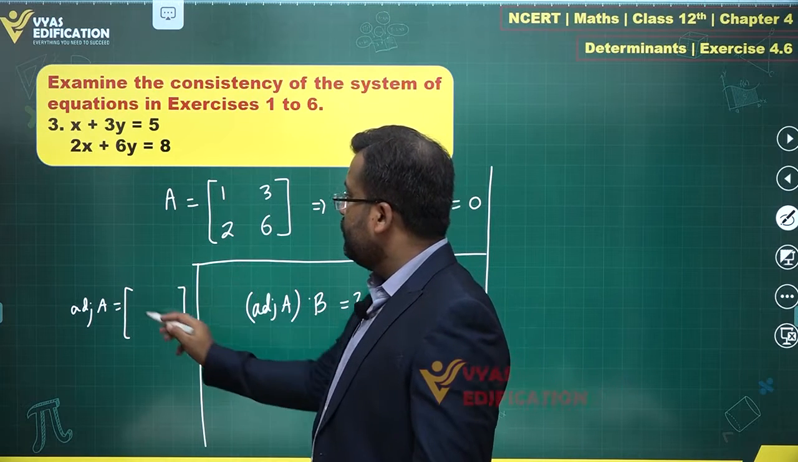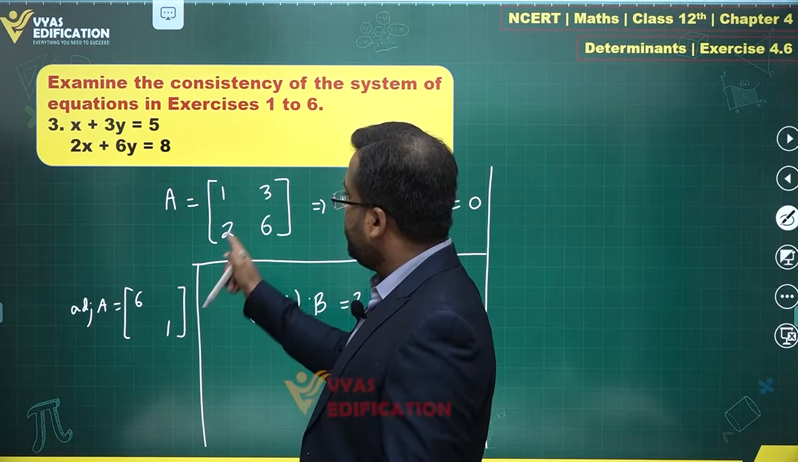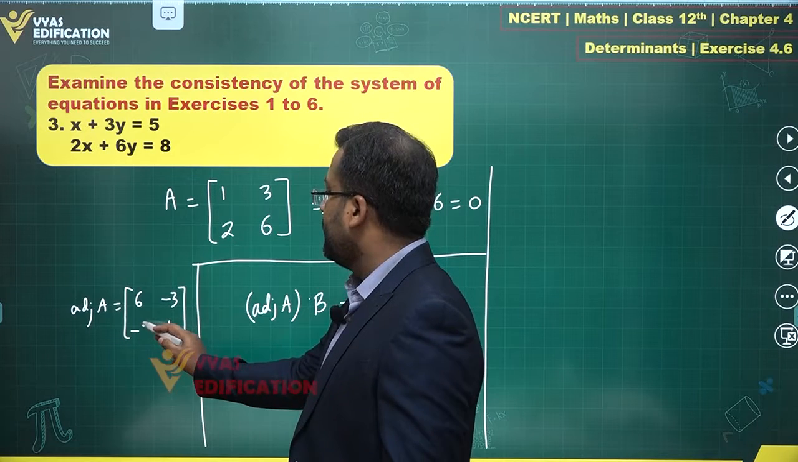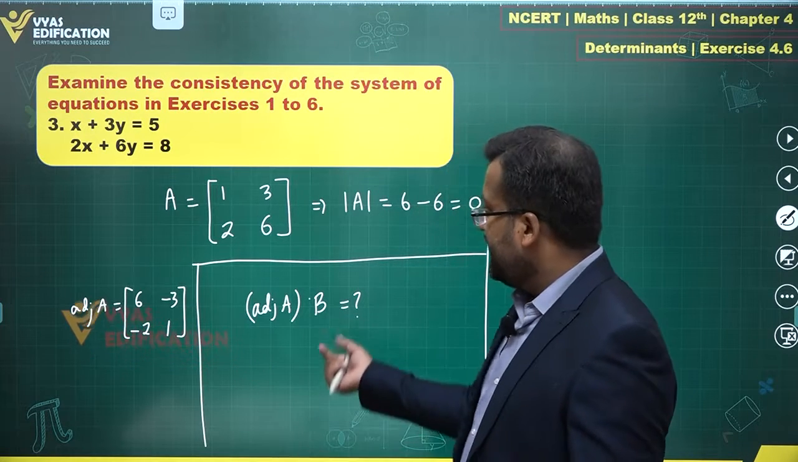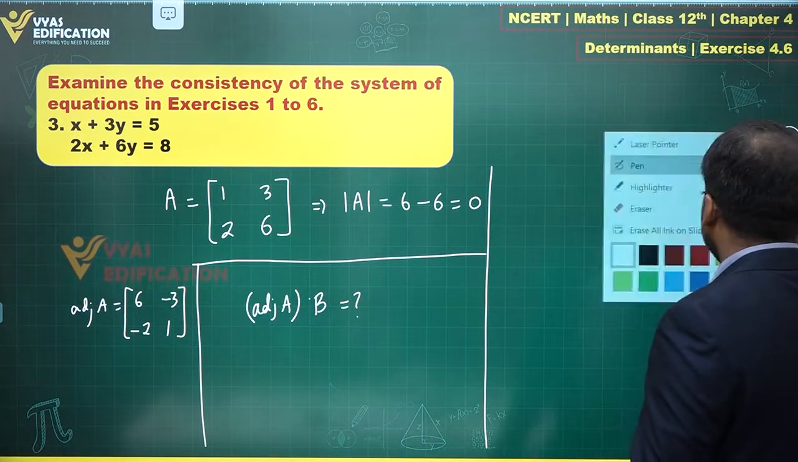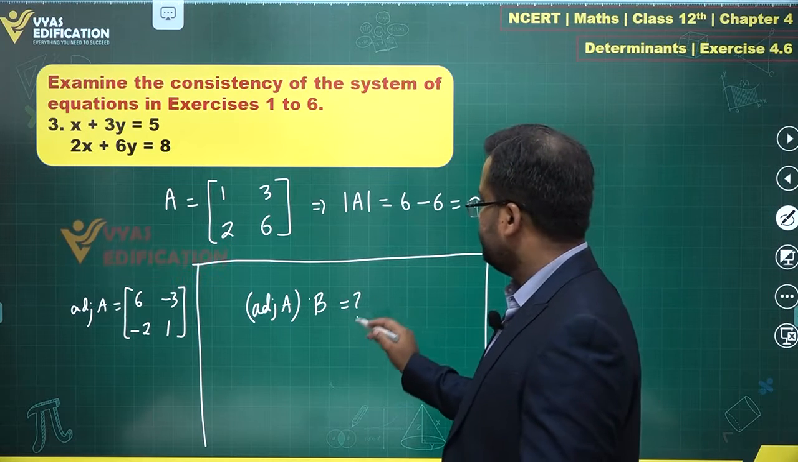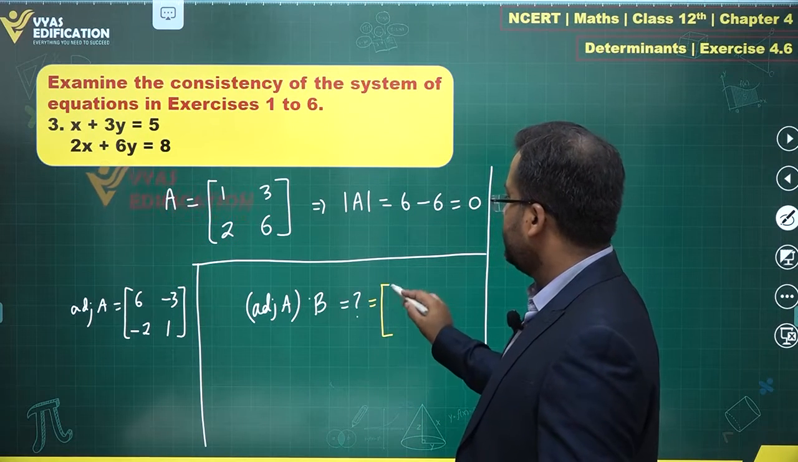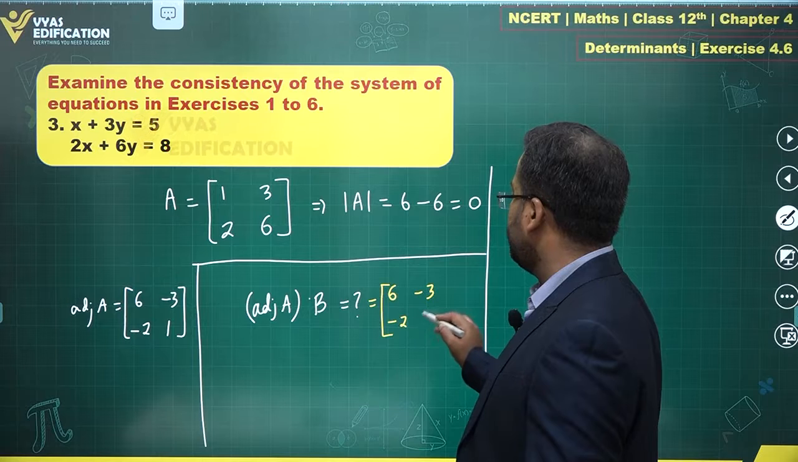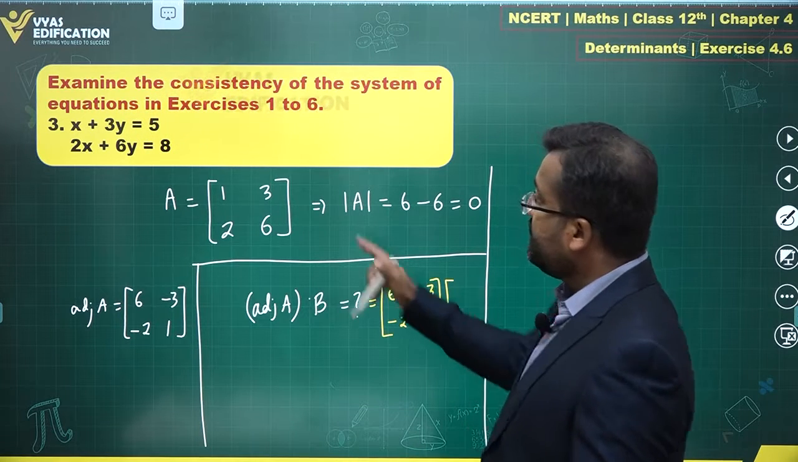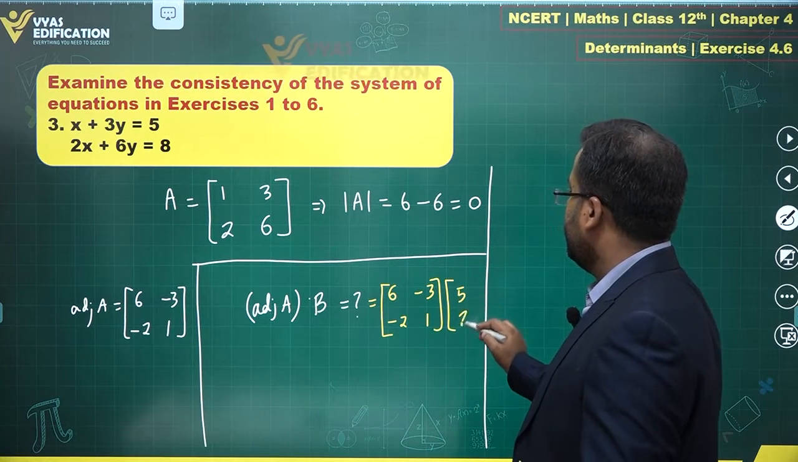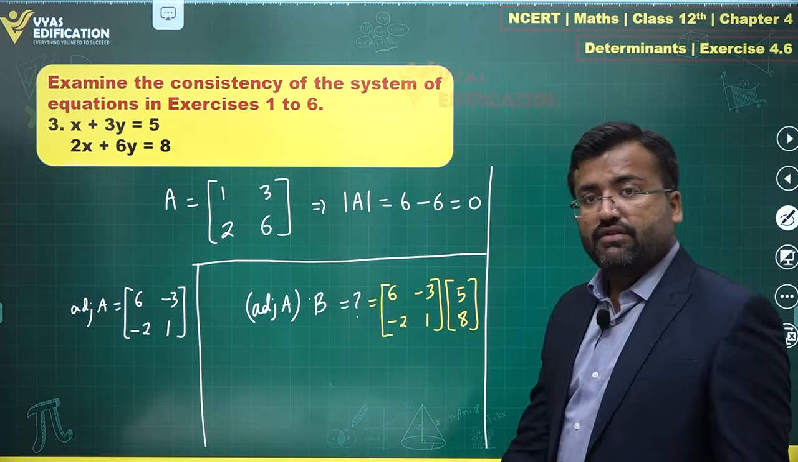You interchange these two diagonal elements and you introduce a minus over here. This is what you have. Let's check the value of adjoint of A times B. What is that? [6, -3; -2, 1] times B, and B is the matrix on the right hand side using 5 and 8. This is what you have.